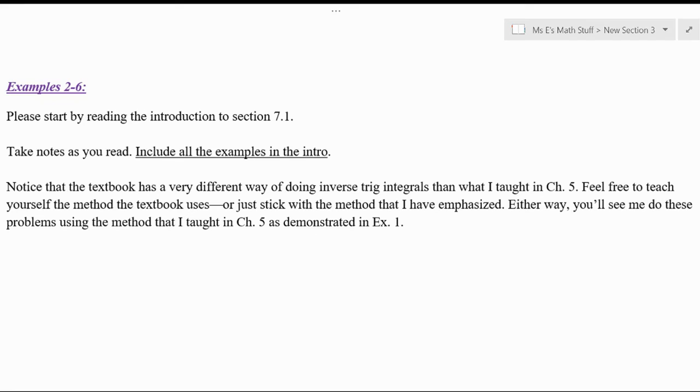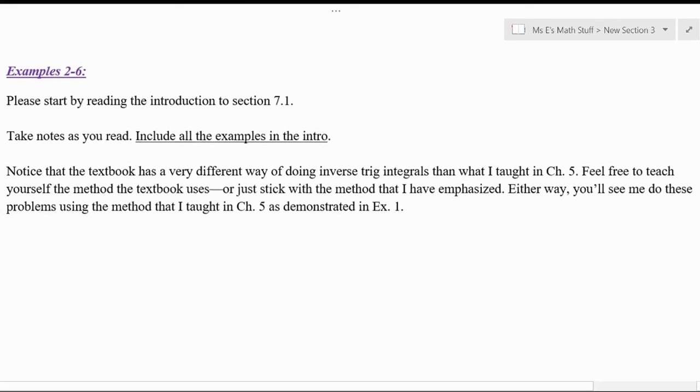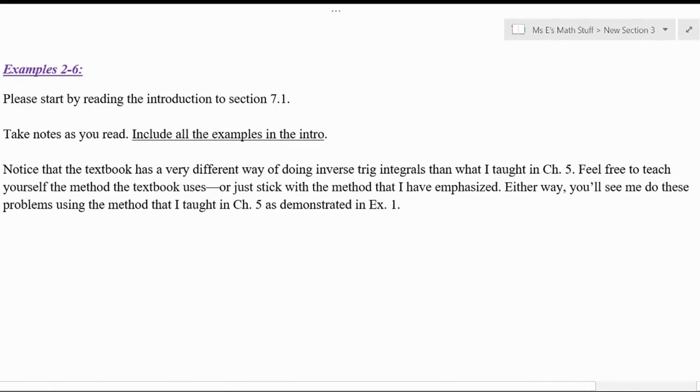I'd like for you to take notes as you read and to include all of the examples that are in the intro. So there are 6 total. We just did the first one. You should look over how the textbook does it, because the textbook does it differently, and decide what you want to go with, the way I do it or the way the book does. Okay. Please do notice the textbook does have a very different way of doing inverse trig integrals than what I taught in chapter 5. Feel free to teach yourself the method the textbook uses, or just stick with the method I have emphasized. Either way, full disclosure, I just want to make sure you know that you'll see me do these problems using the method that I taught in chapter 5, as I just demonstrated in example 1.